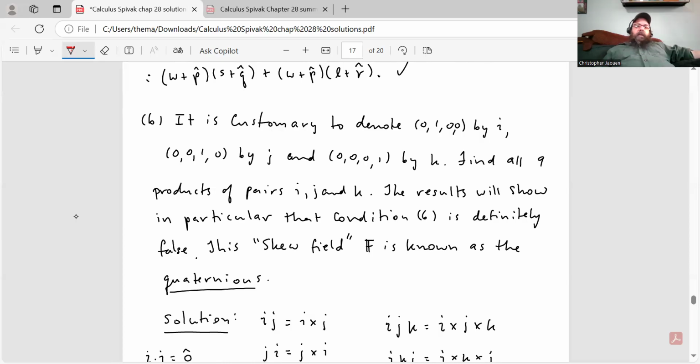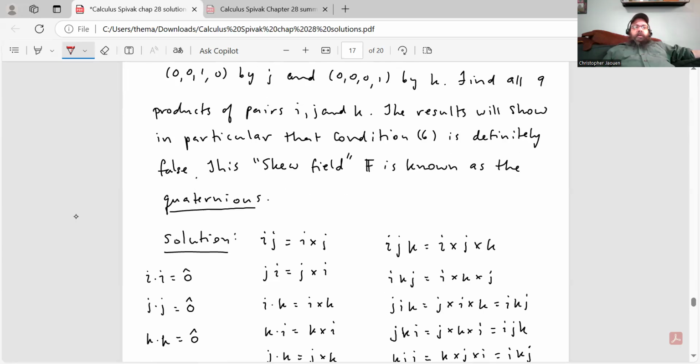All right, now part B, it's customary to denote the fourth tuple 0, 1, 0, 0 by I, 0, 0, 1, 0 by J. This is what I was saying before, and 0, 0, 0, 1 by K. Find all 9 products of pairs I, J, and K. The results will show in particular that condition 6 is definitely false. This skew field F is known as the quaternions.